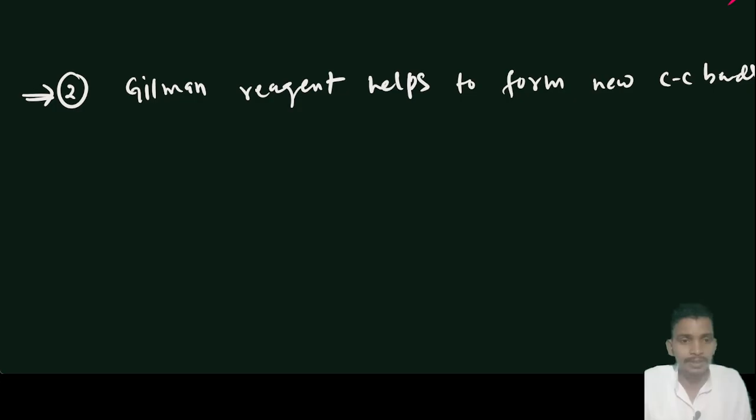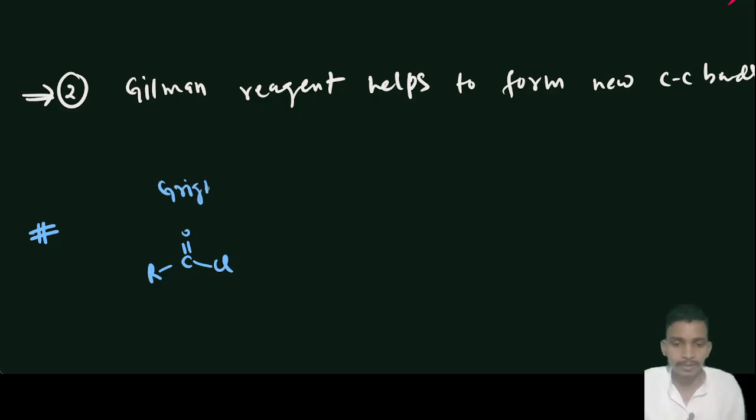So this is the second use of Gilman reagents, and the third use of Gilman reagent concerns functional groups. We have seen a carbonyl group with a leaving group, and we are giving a Grignard reagent. Let's say we have this type of group, like acid chloride, where Cl is there. Now we are going to give Grignard reagents.